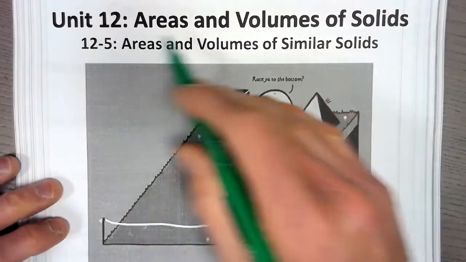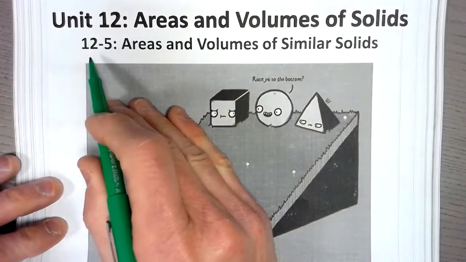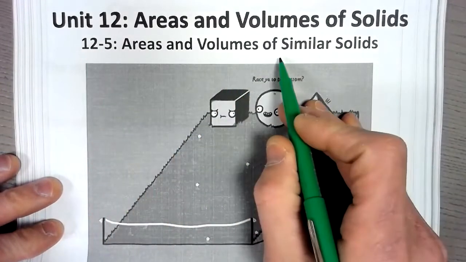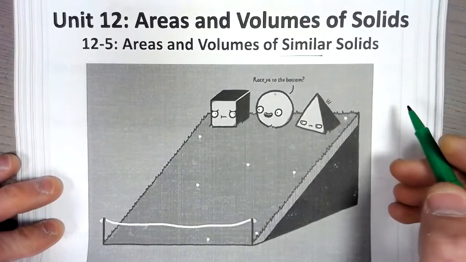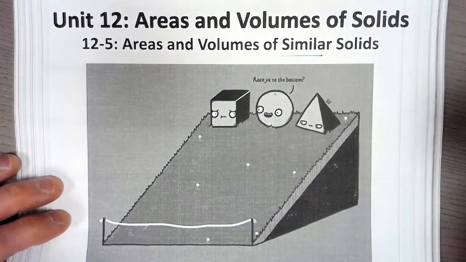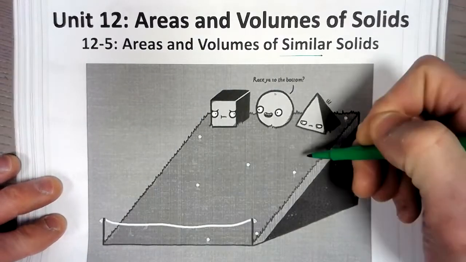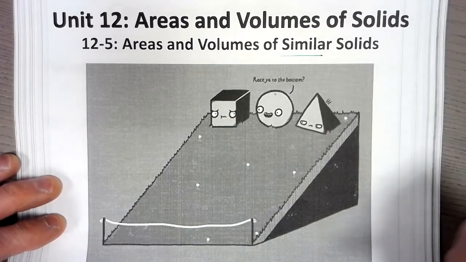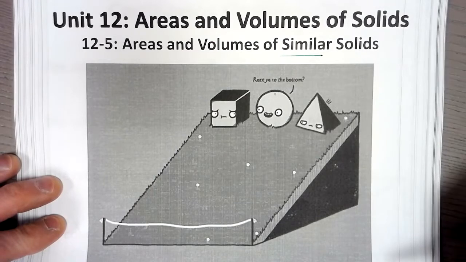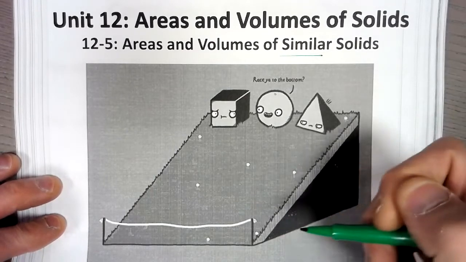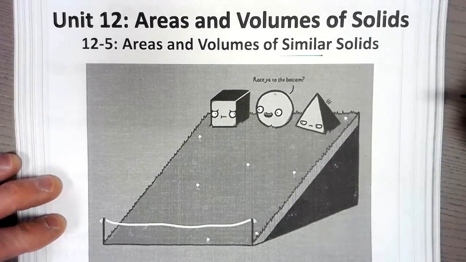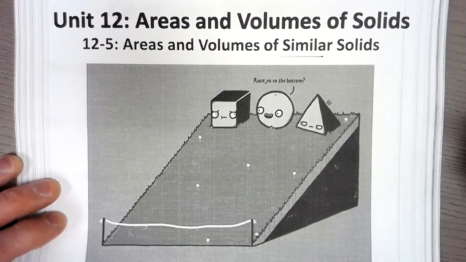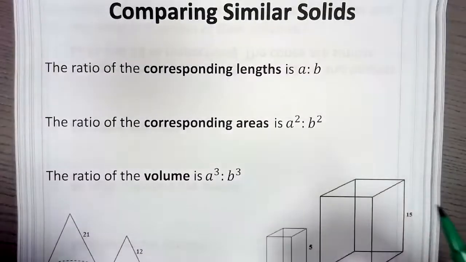All right, so for Unit 12, area and volume of solids, we got our last section for today, 12.5, area and volume of similar solids. Now, this is very much like the lesson we did in the last chapter, where we had the ratios of the perimeters and the areas. So we're going to be building on that, except now we're in 3 dimensions instead of 2 like we had in Unit 11. All right, let's go ahead and jump in.